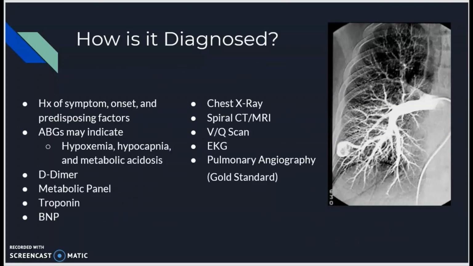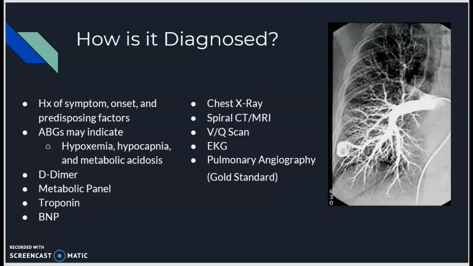How is it diagnosed? When a patient presents with clinical manifestations of pulmonary embolism, if able to communicate, the patient should be questioned about onset of symptoms and predisposing risk factors. Also, if family members are present at the bedside, they might be able to provide relevant information regarding the patient's past medical history or risk factors.